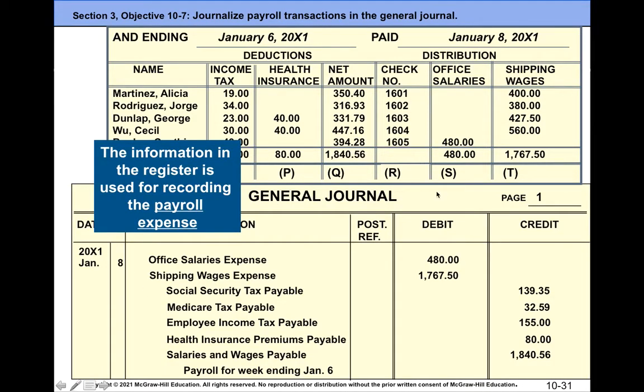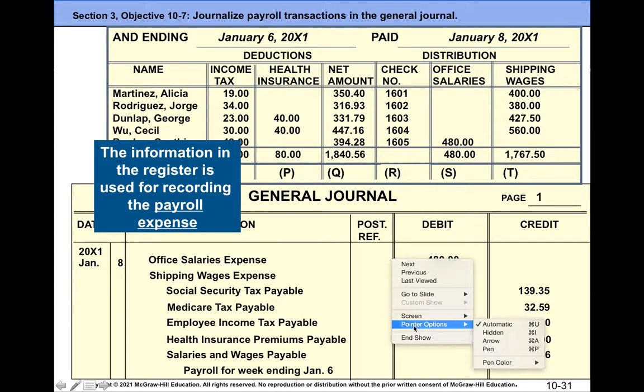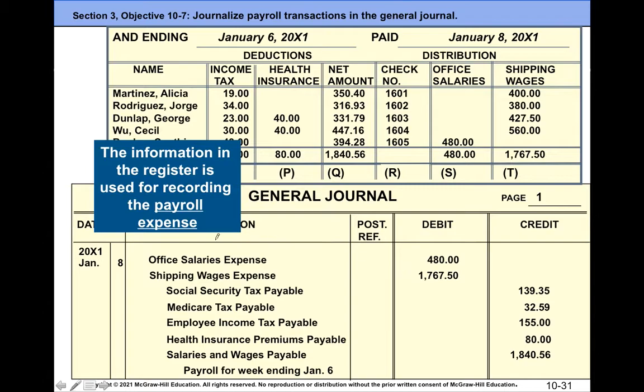So don't get scared here. Focus on the journal, right? Focus on the journal. So this is your first journal entry. It's long. It has 2 debits and 5 credits.